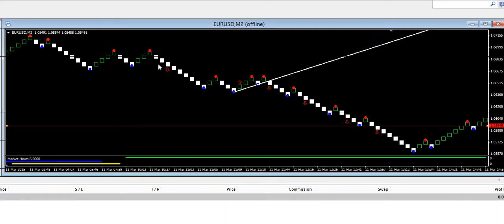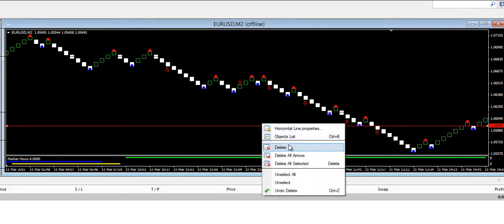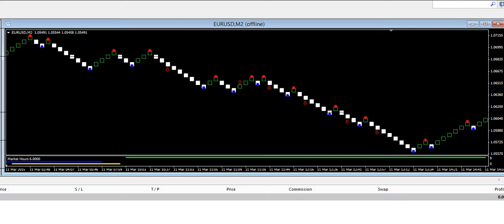And you can see we had a great morning, 4 or 5 easy entries right off the bat, an easy 50 pips early on in the day.